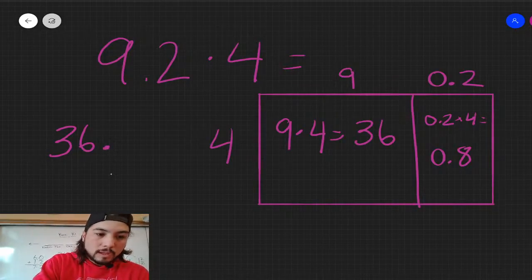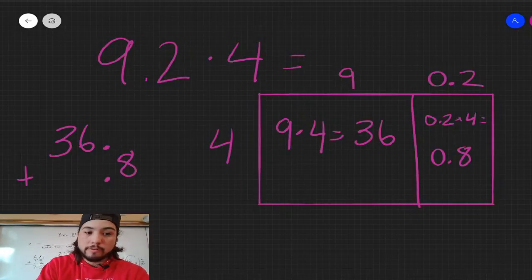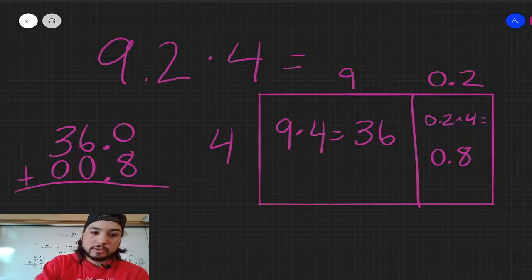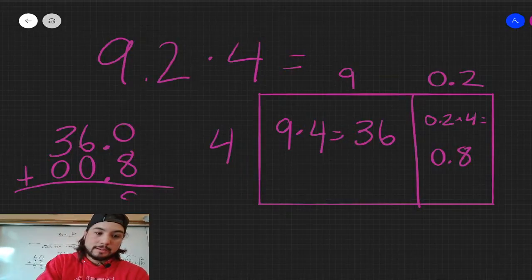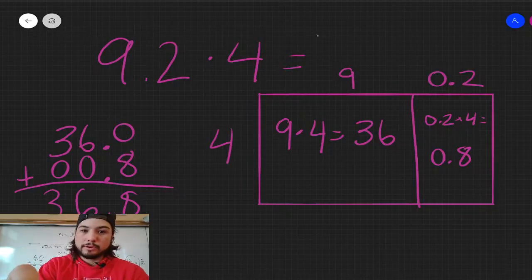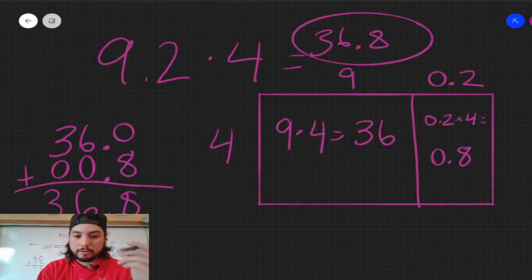So keep your decimal point lined up. 36 plus 8/10. Our 8 is all the way over here. We have a lot of placeholder zeros we can put in because we have a 2-digit number plus a tenth. Right? So 8/10 and then 36. So we end up with 36 and 8/10 as our final answer.